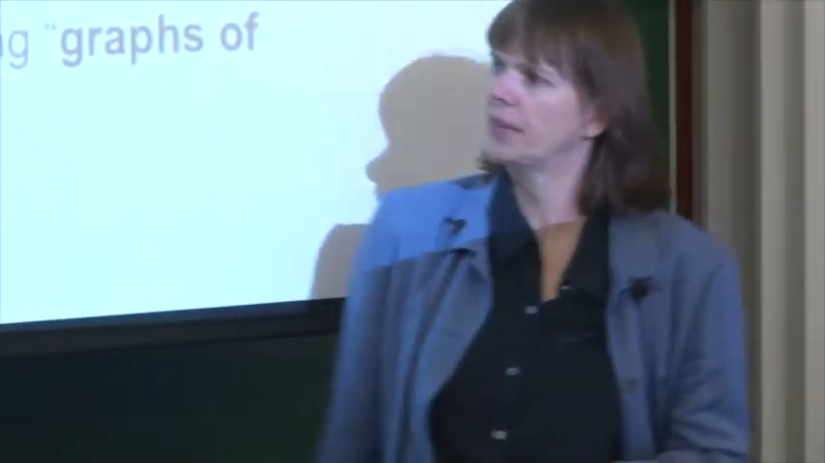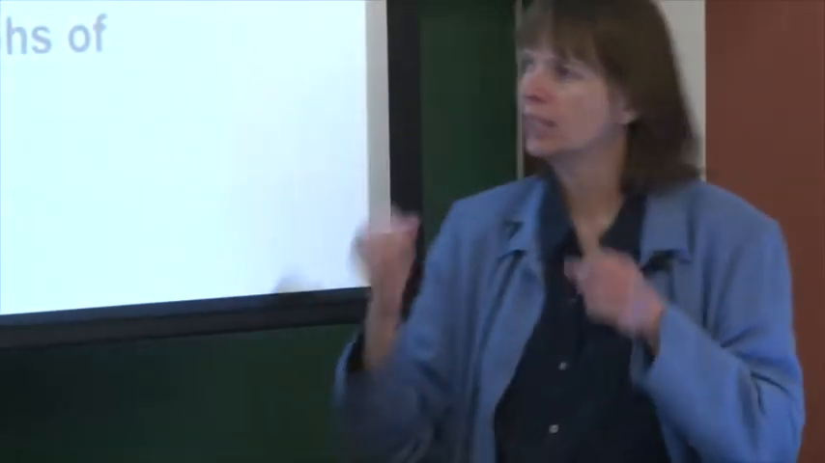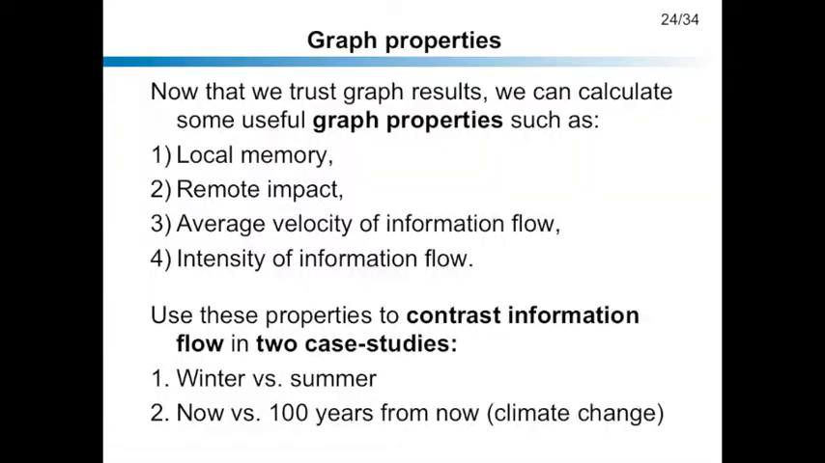And so the key ideas here are, we interpret large-scale atmospheric dynamical processes as information flow around the globe. And then we can use causal discovery to calculate graphs of information flow. So we're extracting that kind of dynamic information out of our observed data, which helps us with understanding some of those dynamic processes. And I can then take the graphs and calculate some properties like the local memory, meaning how long the signal impacts itself, remote impact, average velocity, and so forth. And I just wanted to show you a few plots for winter versus summer and now versus 100 years from now, because then I can talk about climate change.